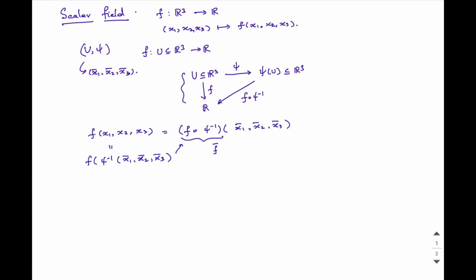So what we see is that f as a function of x1, x2, x3, which is the Cartesian description, can alternatively be written in the new coordinate system as f bar of x1 bar, x2 bar and x3 bar. It's important to note that f and f bar could be very different functions. The representation of a function should not be confused with the function itself. The representation of a function depends on the coordinate system.